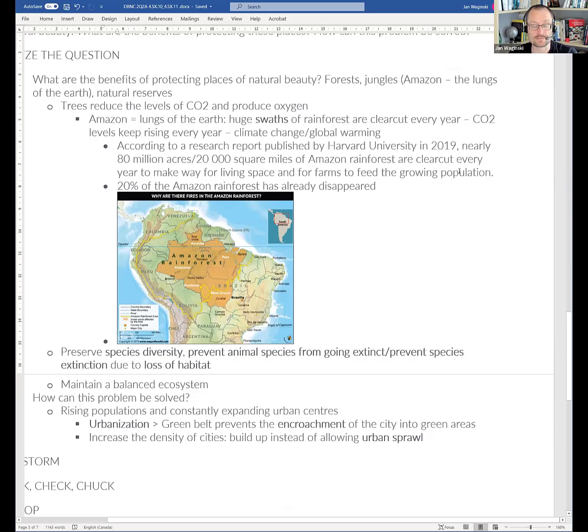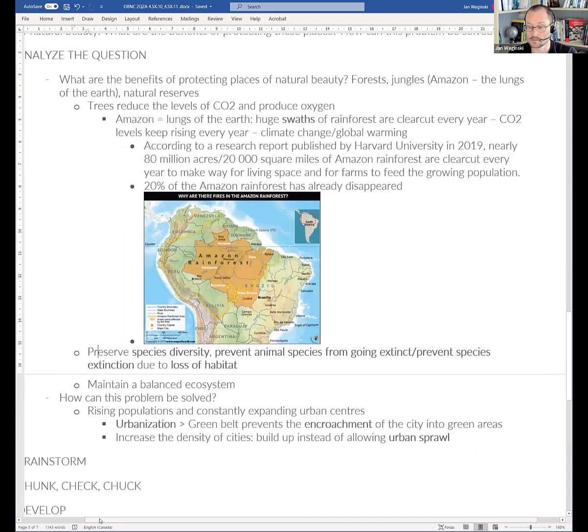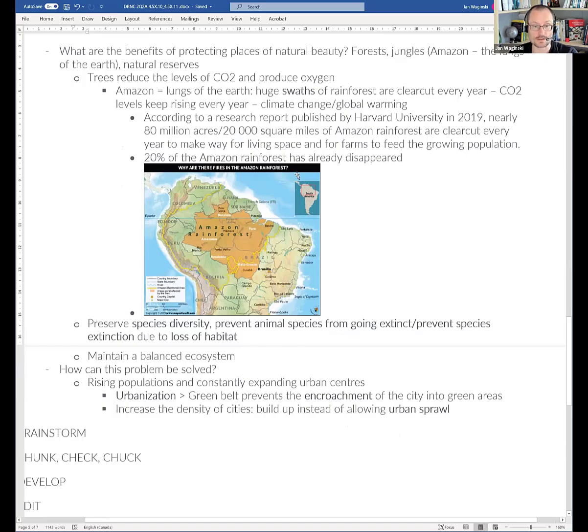You could also mention that many animal species are going extinct because their habitat is being destroyed. Right, that's this part. Okay, we've got more than enough material here. We've got really good examples of the Amazon rainforest, and we've got the example of the green belt for the solution.